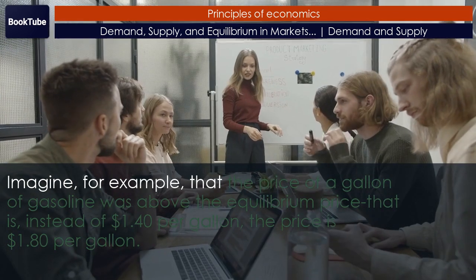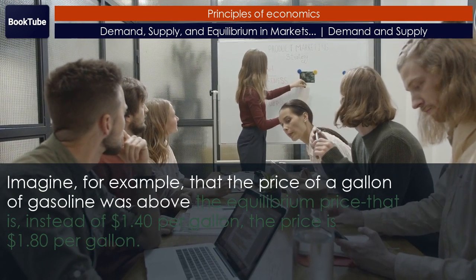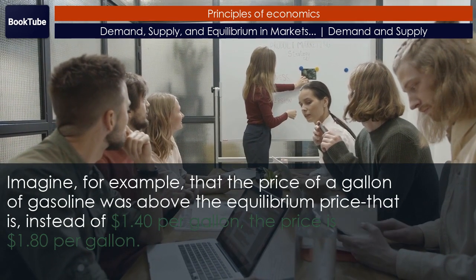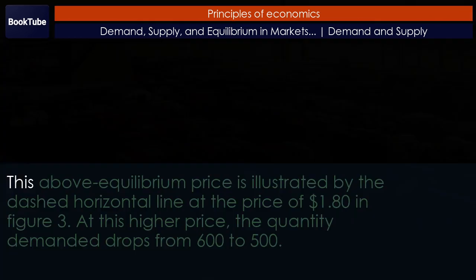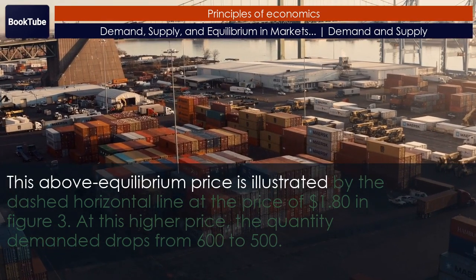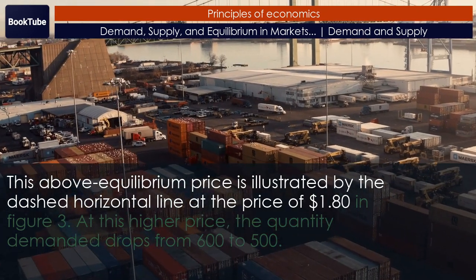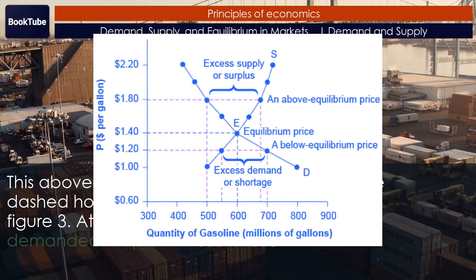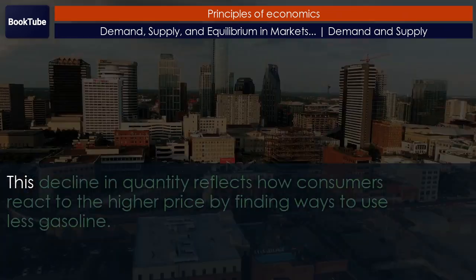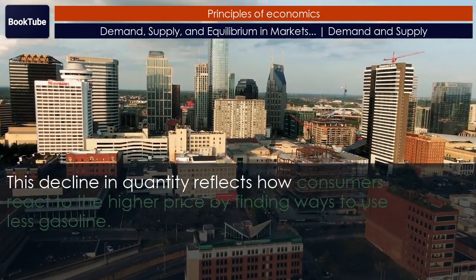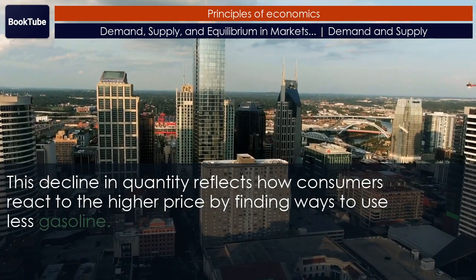Imagine, for example, that the price of a gallon of gasoline was above the equilibrium price, that is, instead of $1.40 per gallon, the price is $1.80 per gallon. This above equilibrium price is illustrated by the dashed horizontal line at the price of $1.80 in Figure 3. At this higher price, the quantity demanded drops from 600 to 500. This decline in quantity reflects how consumers react to the higher price by finding ways to use less gasoline.